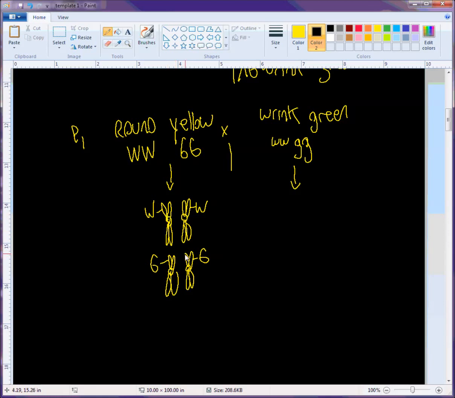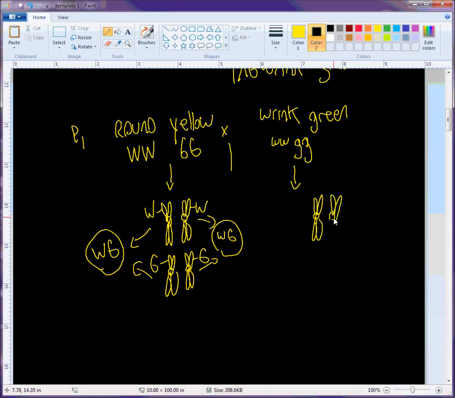So this is what meiosis is going to look like, and eventually, after meiosis 1 and 2, we are going to get gametes that just have a big W and a big G. So that is the only possibility for gametes from that round and yellow plant. And the same thing for this wrinkled and green plant.